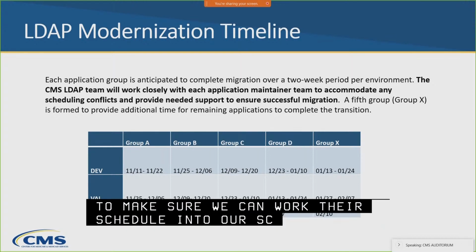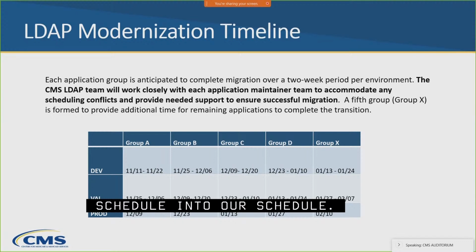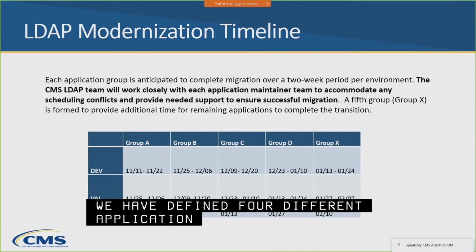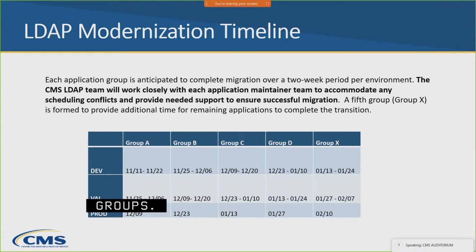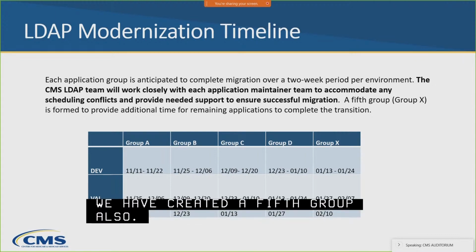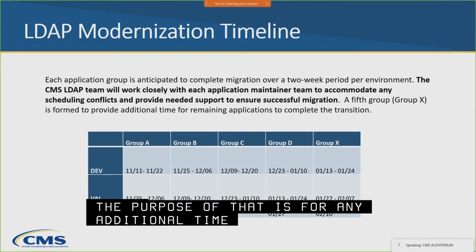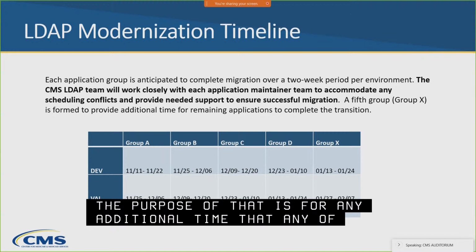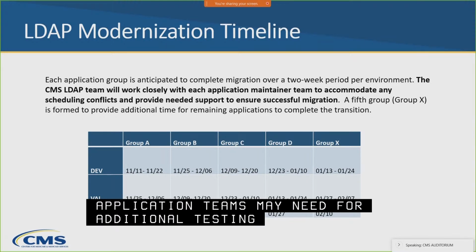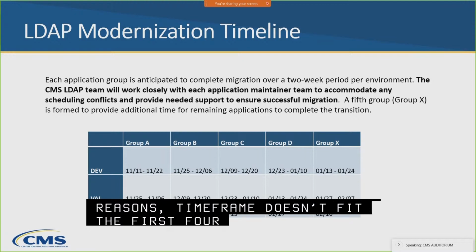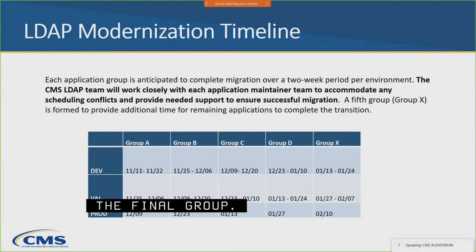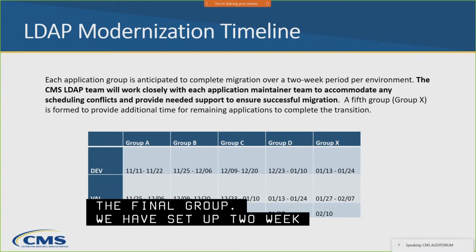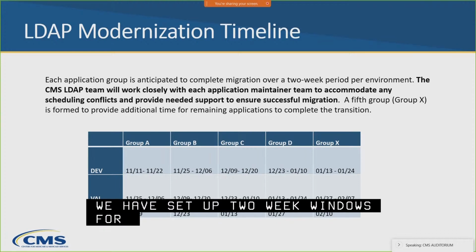We've defined 4 different application groups. We've taken those 56 applications and broken them into 4 groups, groups A, B, C, and D. We've also created a 5th group, the purpose of which is for any additional time that application teams may need for additional testing, or if due to other reasons the time frame doesn't fit for the first 4 groups, they can then do their migration and testing in the final group. We've set up 2-week windows for the migration and testing activities in each of the 3 development, validation, and production environments.